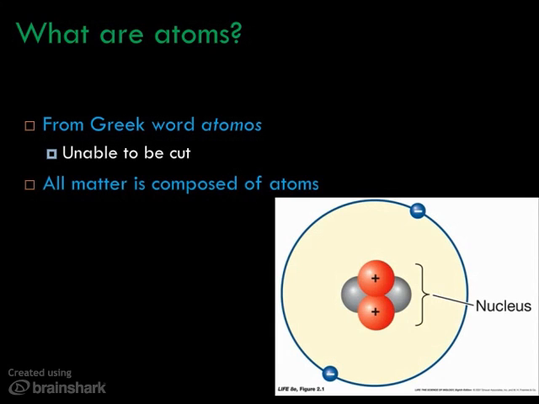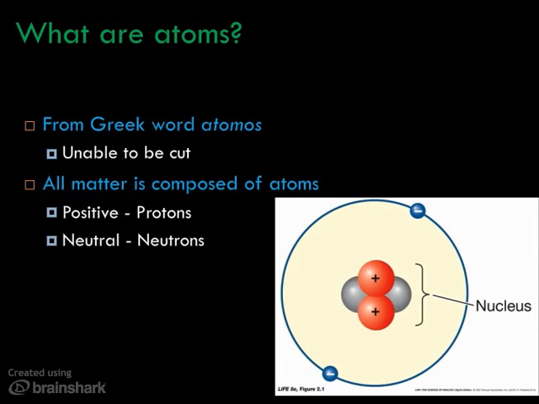All matter is composed of atoms. We know that. Even cells are composed of atoms. And atoms have 3 main parts. Protons are the positively charged particles that you see here in the red in the picture. Protons have a positive charge. They're found in the nucleus. And protons have a mass of 1 atomic mass unit each.